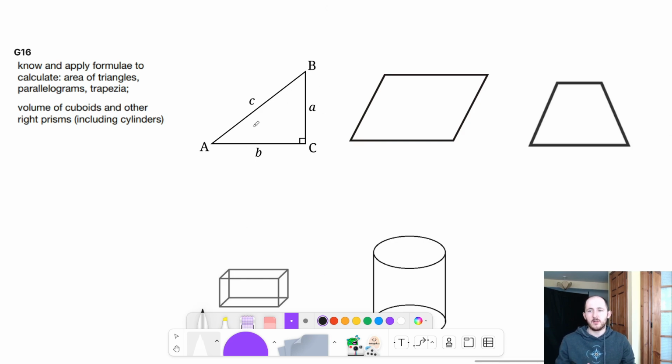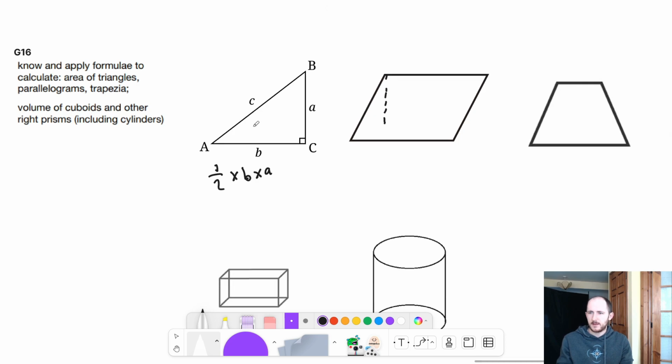So area of a triangle. Okay, now keep in mind that if you're higher tier, there is another area of a triangle that you need to know, which is for a generic triangle, which is half AB sine C. But for just right angle triangles, it's going to be half, and also for like isosceles and things like that, half, in this case, B times A.